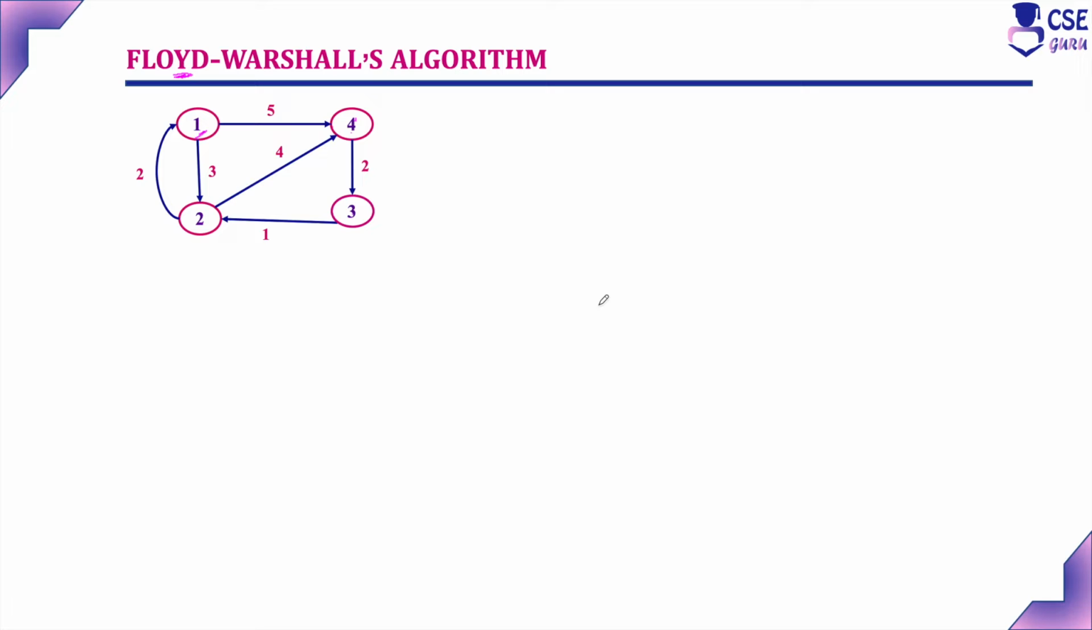Already we have discussed one example to implement Floyd's algorithm. I will provide the link in the description for your reference. So this is the given graph. For this graph, we need to find the shortest path between every pair of vertices. So the first step, we need to find the cost matrix.